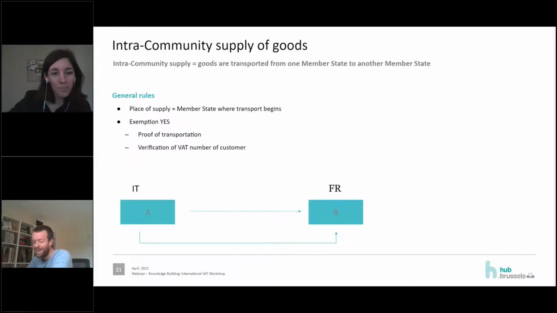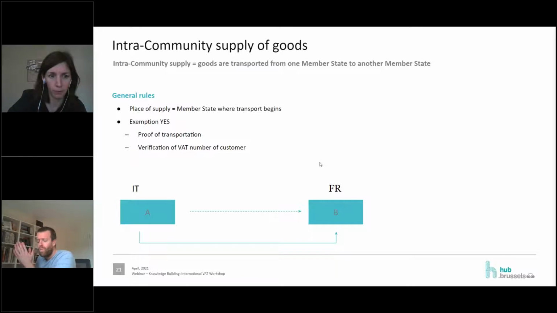So indeed, as mentioned by Emily, we saw the local supply. Now it's a bit different in the sense that we have another country that is involved. If we take the example here, it's Italy and France. You see that the goods are leaving Italy to go to France. There is no legend, but basically the line below is the line related to transport. The line just above, that is not a straight line, is the invoicing flow.